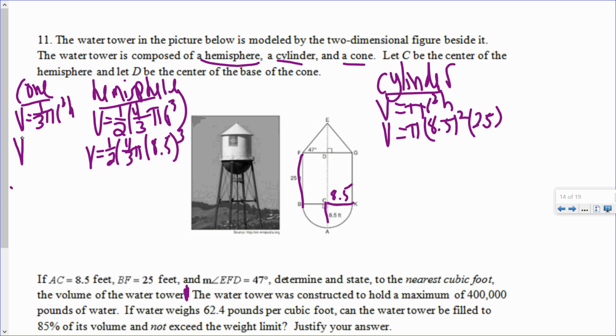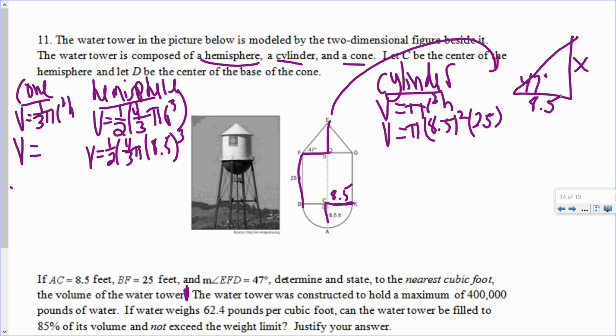Now the cone, there's a twist because I don't have the height of the cone. So what I'm going to do is blow this up over here. And two-dimensionally, I see a right triangle. I want the height because that's the height of the cone. It's giving me that this is 47 degrees. And again, if the radius is 8.5, then this radius is 8.5. So this pulls from another unit, but a very, very important topic that you should definitely be expecting to see.